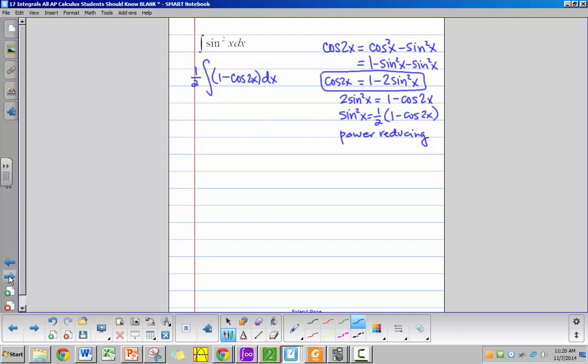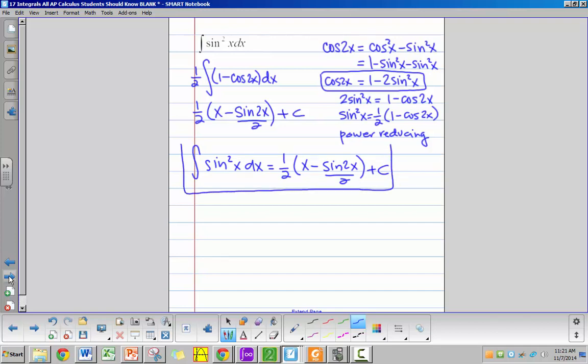So doing that, I'm going to say this is 1/2 x minus, what happens when you take the antiderivative of cosine? You get sine 2x over 2 plus c. All right, so the integral of sine squared x dx is equal to 1/2 times x minus sine of 2x over 2 plus c. All right? So we got to use the power reducing identity here to integrate sine squared.